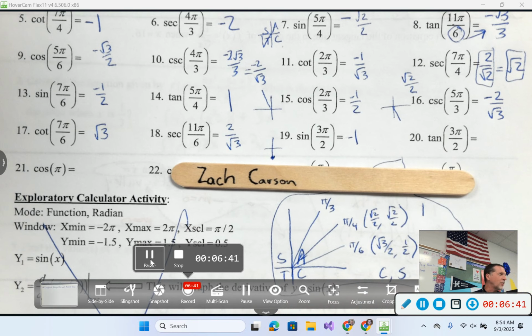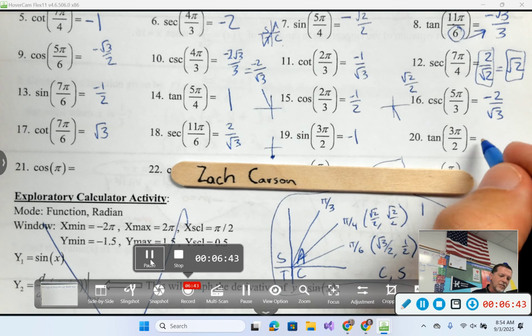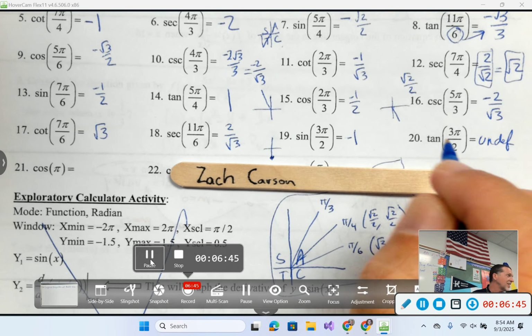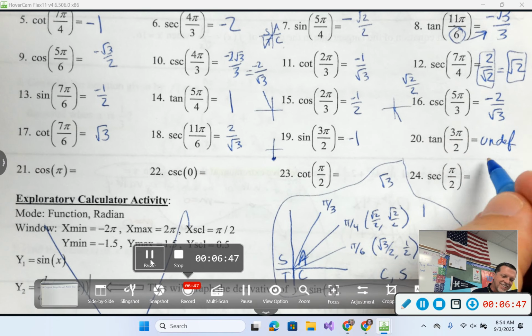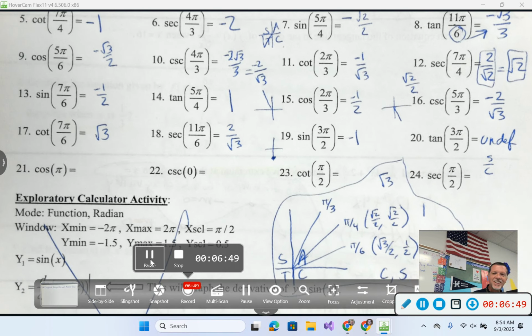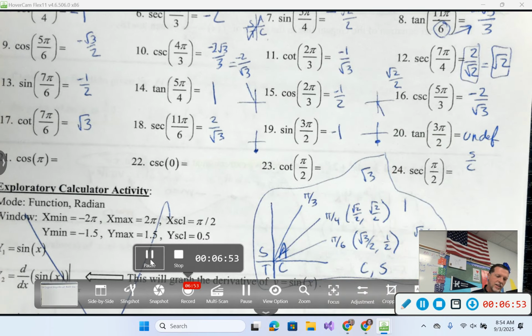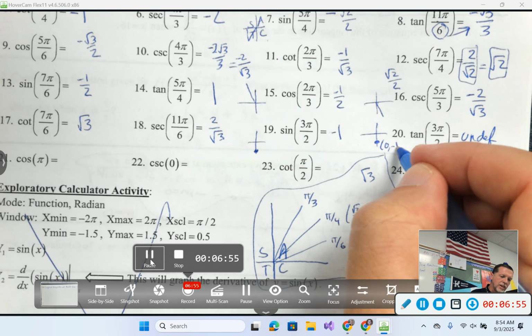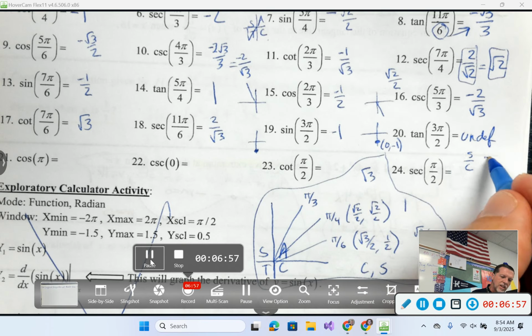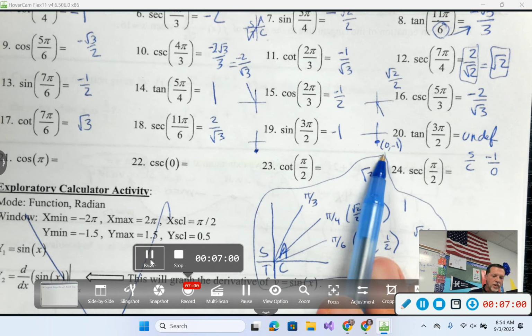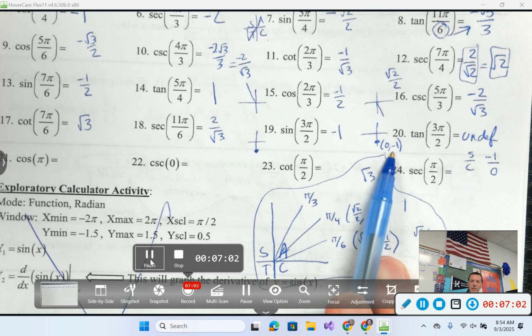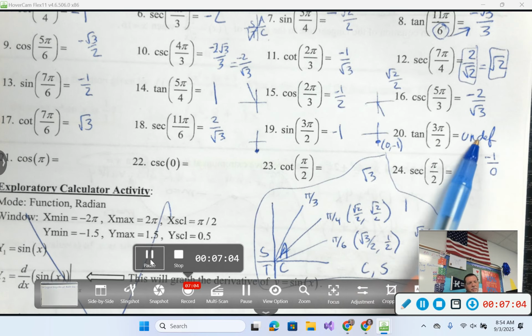Zach, the tangent of 3 pi over 2? Undefined. Did you know why that one was? Okay. Tangent is sine over cosine. And at 3 pi over 2, that coordinate would be 0, negative 1. So that's negative 1 over 0, because cosine's the x-coordinate, sine's the y-coordinate. And if you got 0 in the bottom, it doesn't work. Undefined.